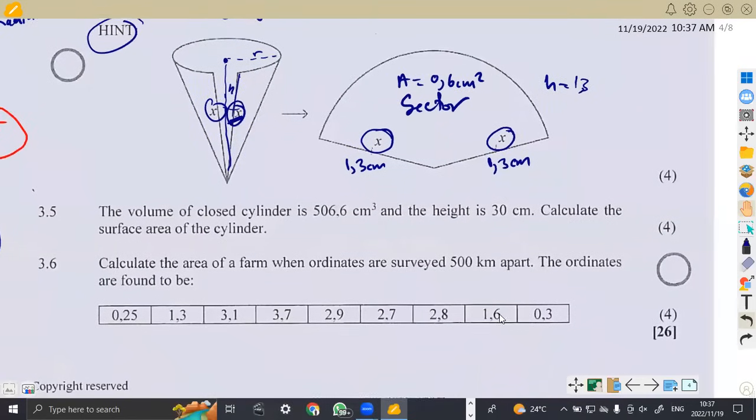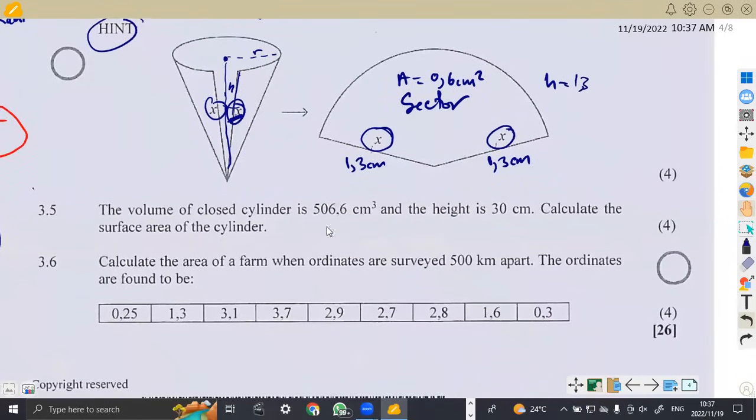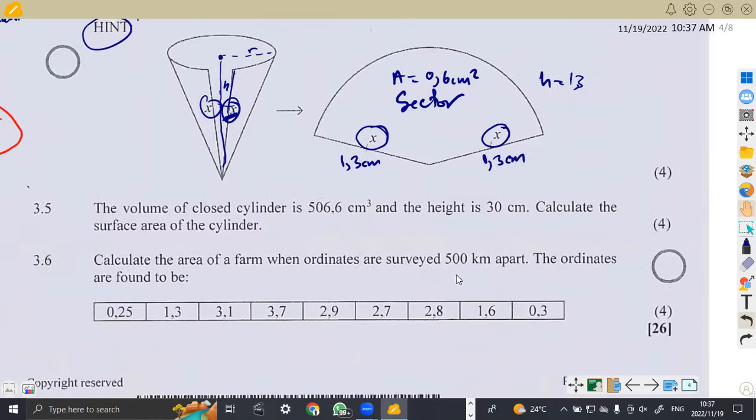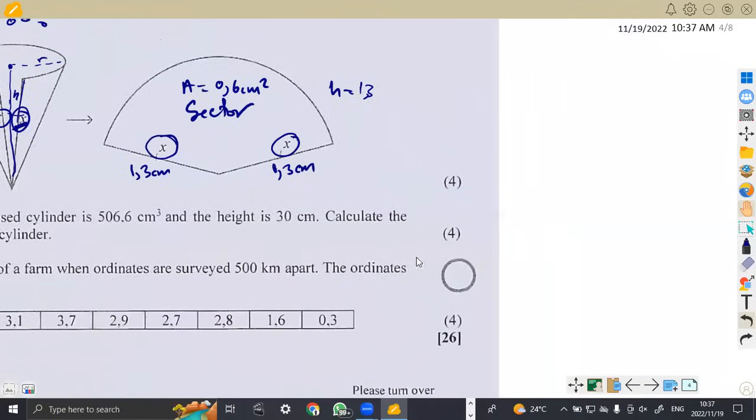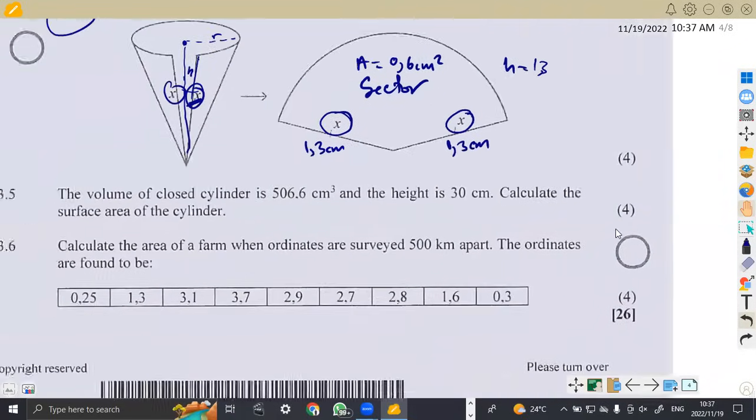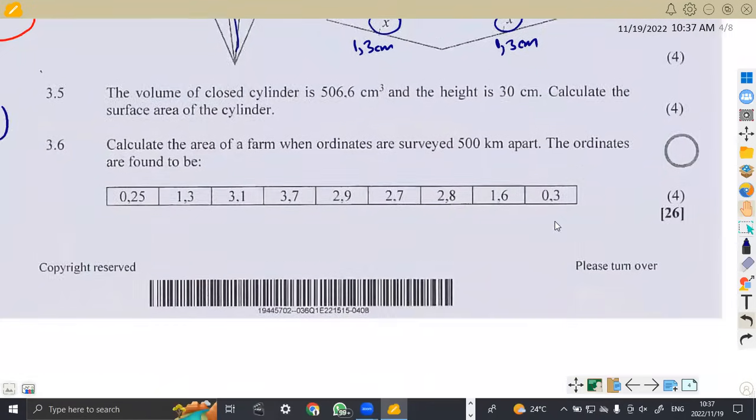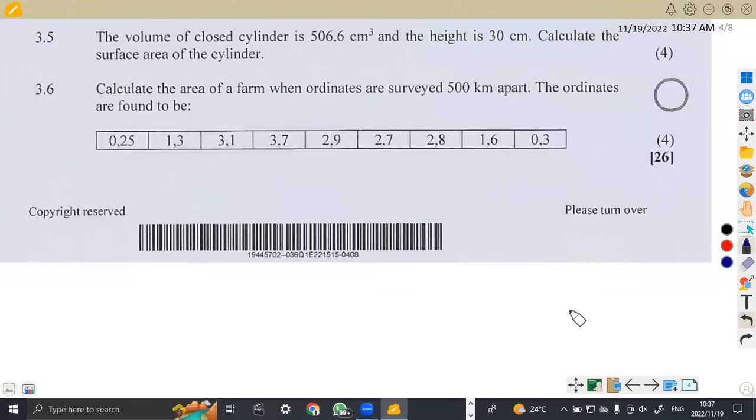Okay, 3.5, the volume of a closed cylinder is 506.6 cubic centimeters, and the height is 30 centimeters. Calculate the surface area of the cylinder. All right, we are talking about a cylinder here. Let's list what we have. I can even write it down here, it's fine. So like I said, we have got the volume, 506.6 cubic centimeters. We also have the height, which is 30 centimeters. So the question was for you to calculate the surface area of the cylinder.